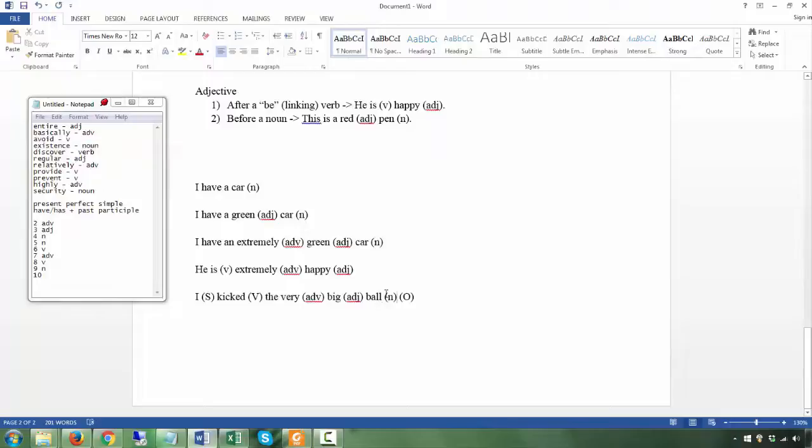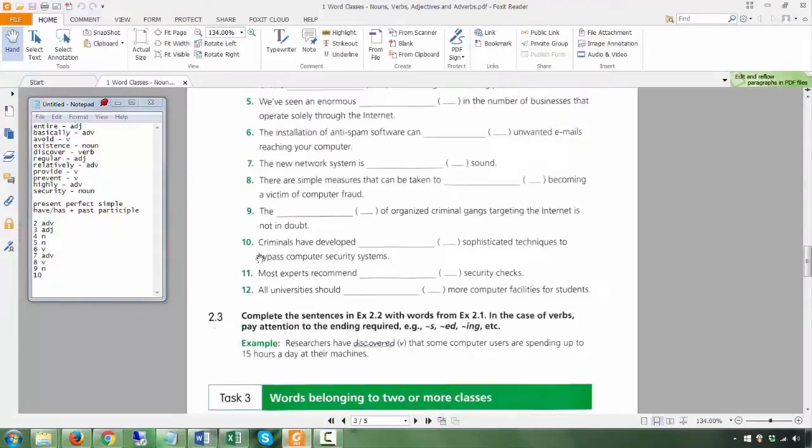Adjective describes the ball, the noun. Adverb describes the adjective. So this is exactly the same thing, where criminals have developed. This is the noun, this is an adjective, this is the adverb. So whatever this word is, which we don't know right now, it's describing the sophisticated, which is describing the techniques, which is a noun. Okay, most experts recommend, now security checks here functions like a noun. Okay, so you have an adjective to describe. Okay, adjective.